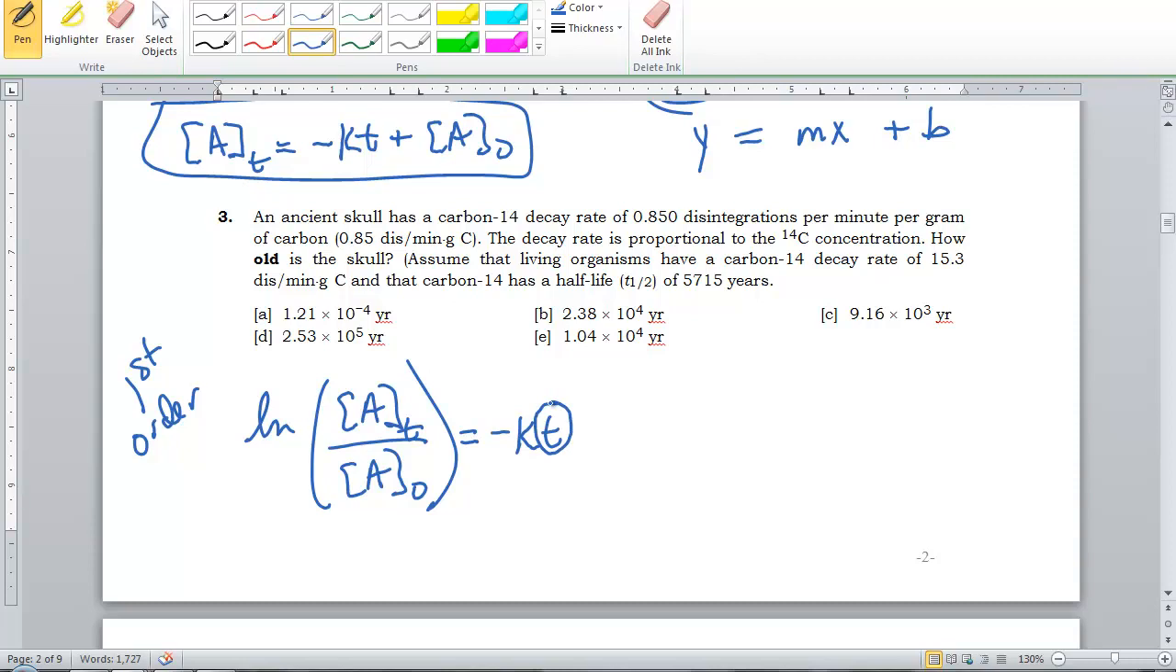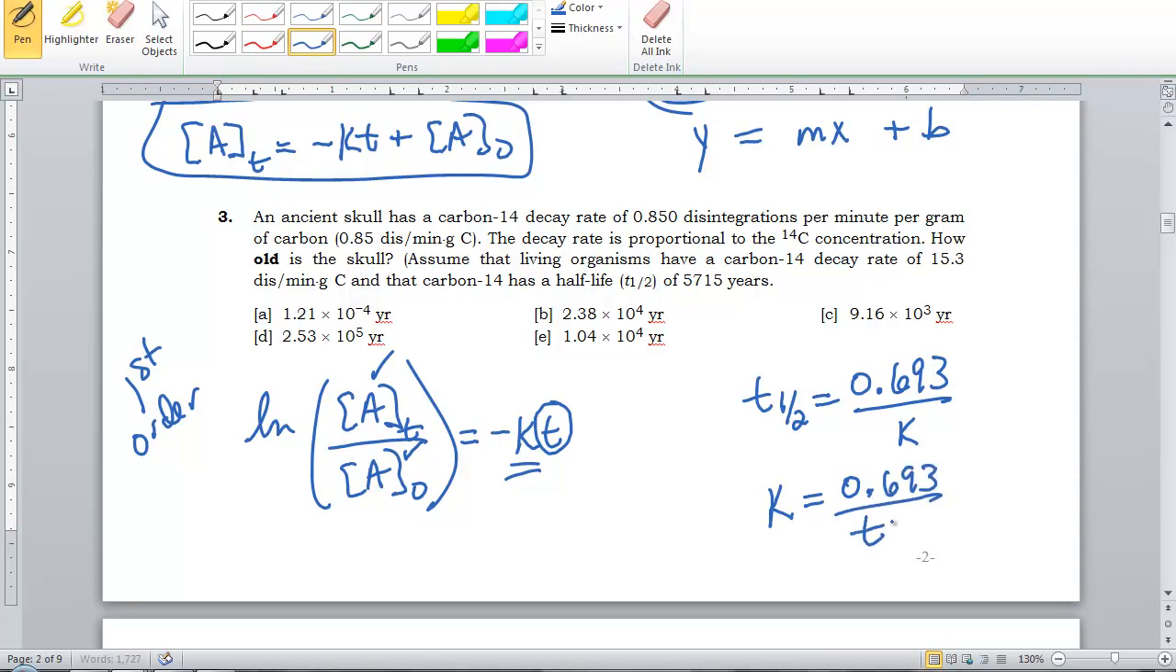How old is the skull? We're solving for time. Now, we do know the concentration at the later time. We do know the initial concentration. The other thing we don't know in this equation is the rate constant. So it's very common that we are going to get the rate constant from the half-life. So plug in the half-life given there, 57.15. Plug that in, solve for k.